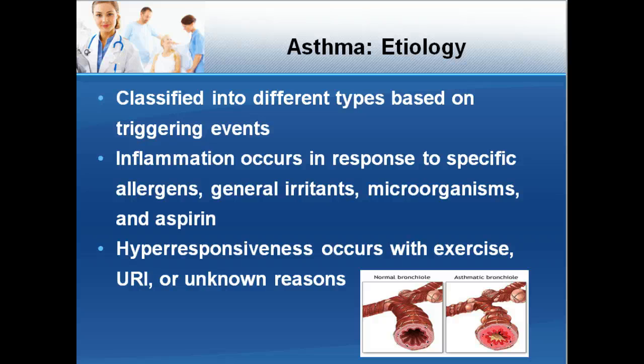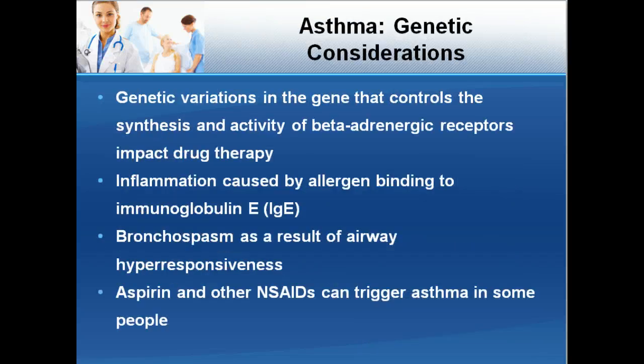So, if a person is around a certain allergen or some type of irritant, or even things like aspirin, that can make a person have an asthmatic attack. Also, sometimes hyperresponsiveness occurs because somebody is exercising, or if they have an upper respiratory infection. There are genetic concerns as far as asthma.